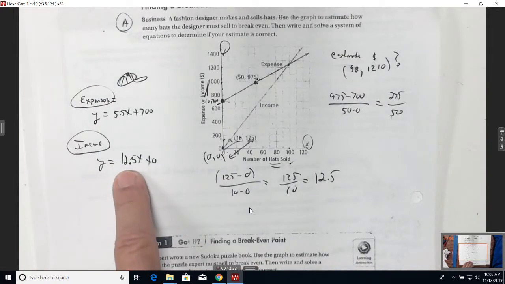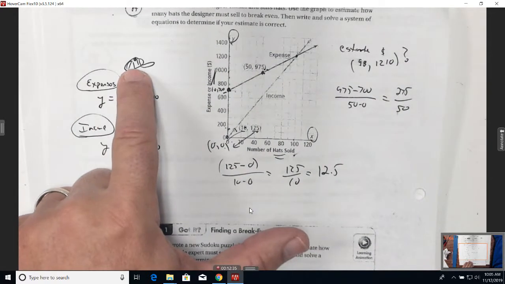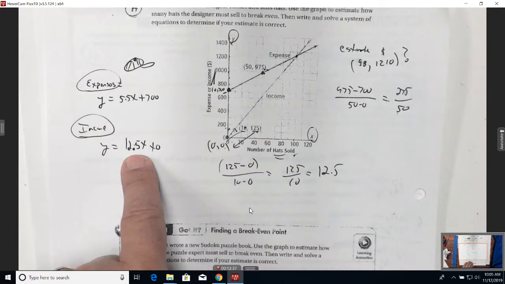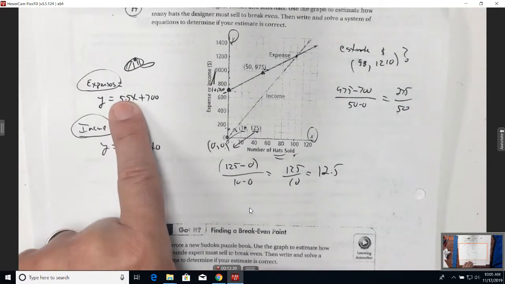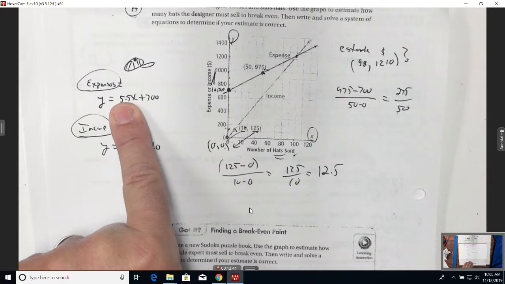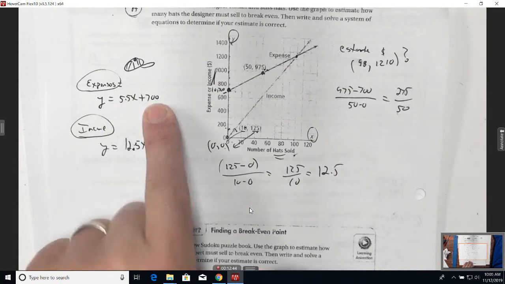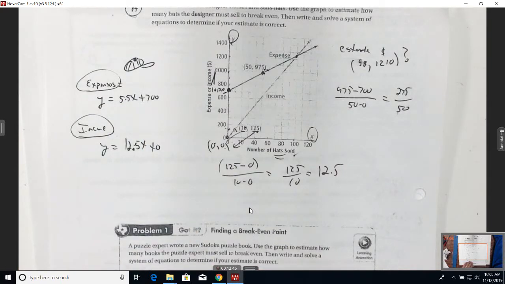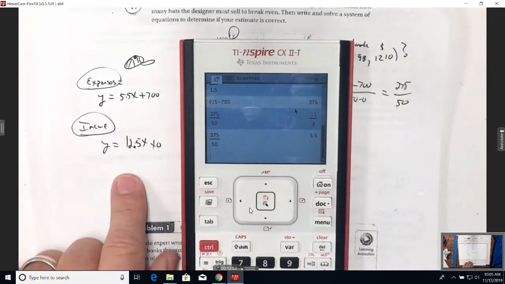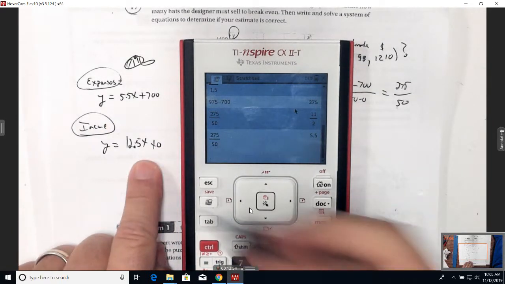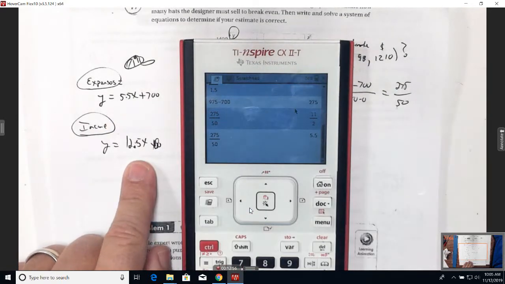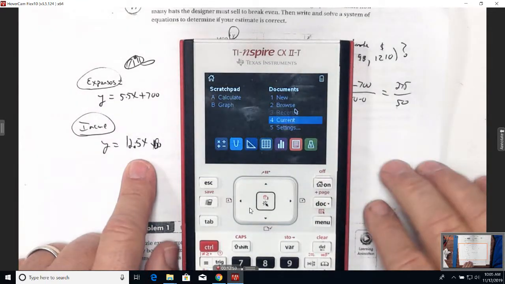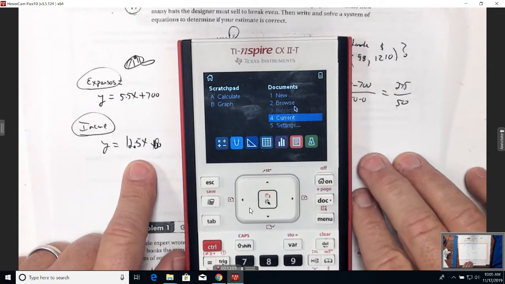So what does this mean? This means that I'm selling these hats for $12.50 a piece, but it cost me how much to make them? $5.50 plus a setup fee of $700. How do you want to solve this? Y'all want to solve it by graphing? Graph those two function rules. There's my y-intercept. There's no reason to write that as what? 12.5x, right? So let's cut it on and let's graph them.